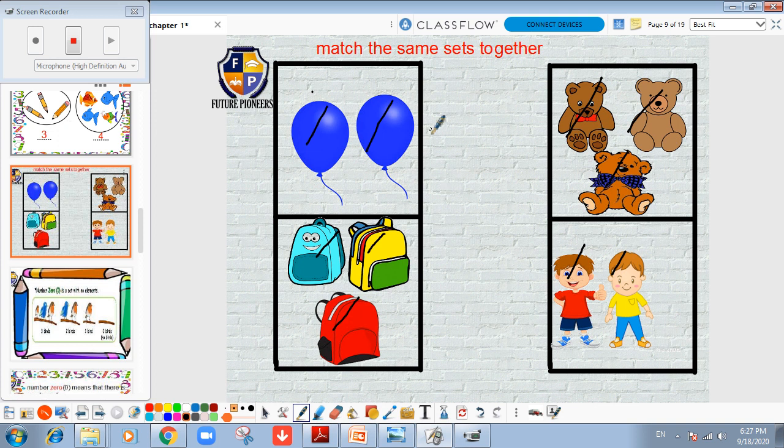So I will match the balloons with the boys because they have the same number of objects, which is number 2. And I will match the bags with the teddy bears because they have the same number of objects, which is number 3.